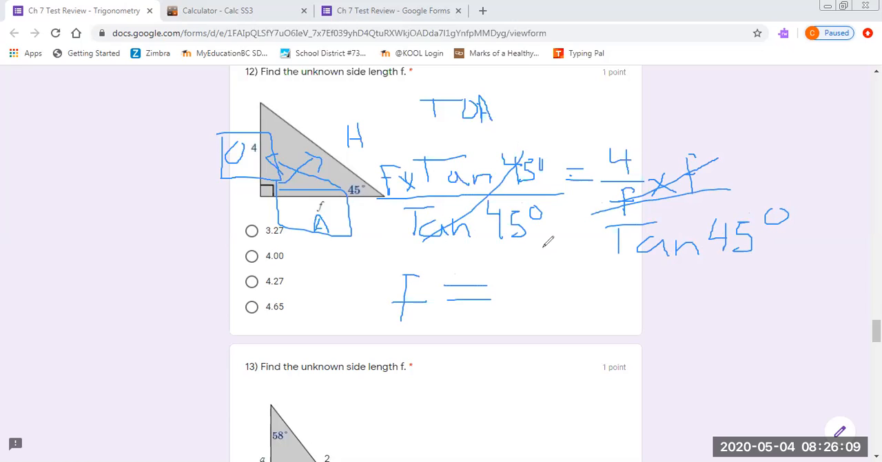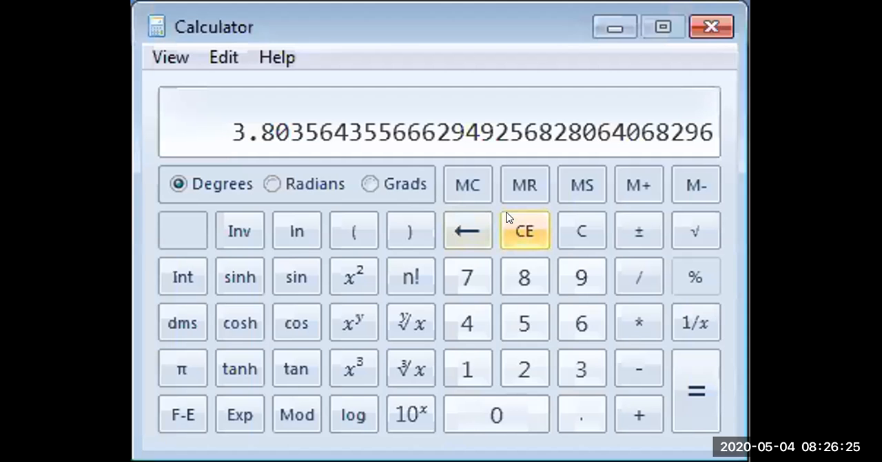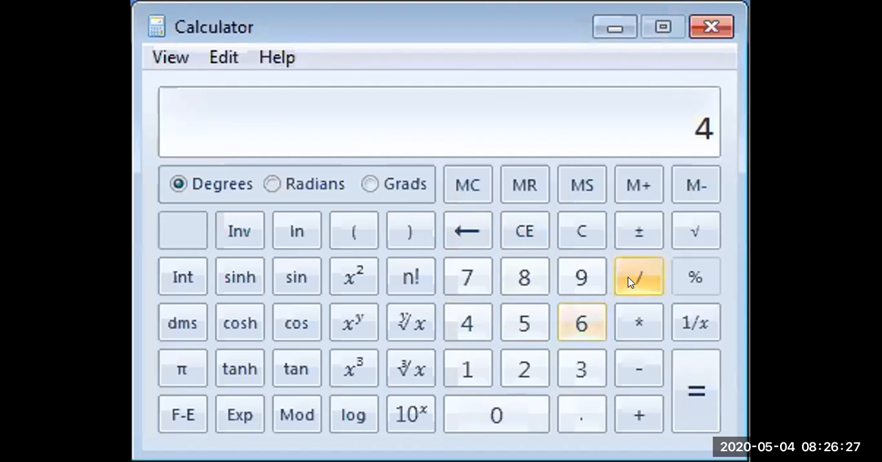And then I have 4 over tan of 45, which is what I have to figure out. So once again, this is a little bit different when we're plugging this in the calculator. We have to put the 4 in first and then divide. So what this looks like in the calculator is I need to go 4 divided by, and then I'm going to open the bracket and put 45 and then hit the tan sign, and then I'm going to close the bracket and then I hit equals.